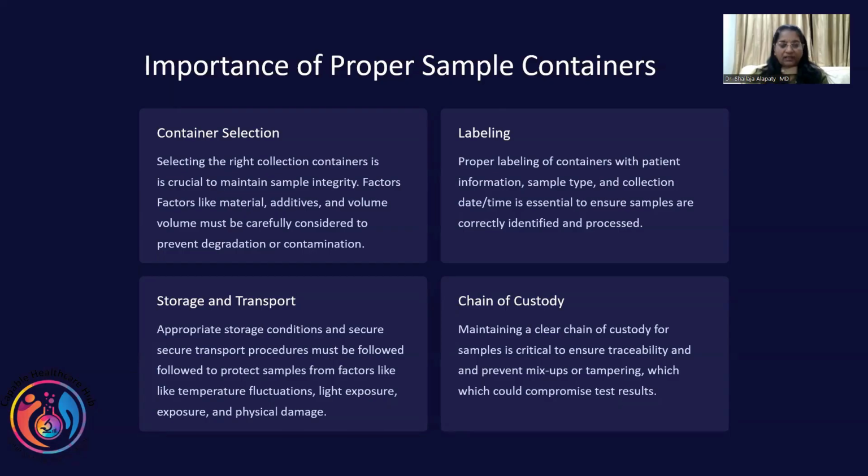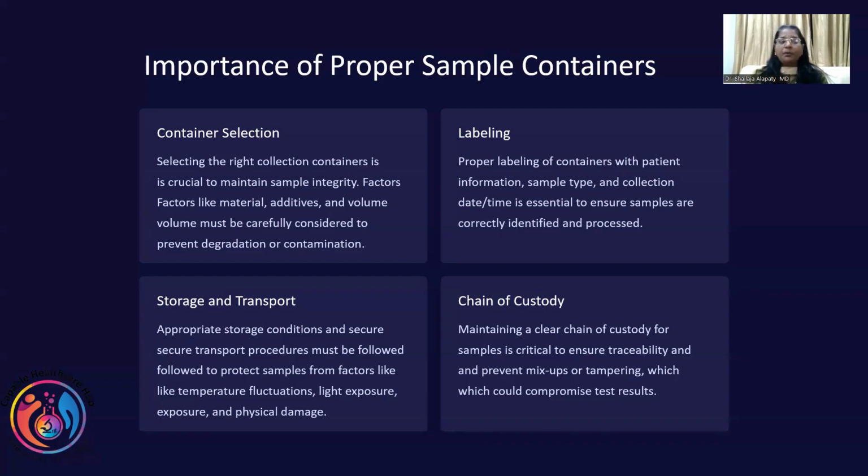So we need to understand that for certain tests, there is a certain vehicle to collect. Those are called containers or vacutainers. For sterile samples, we have sterile bottles. For unsterile, we have unsterile ones. We have swabs. We have blood culture bottles. And we need to use the right sample container also.